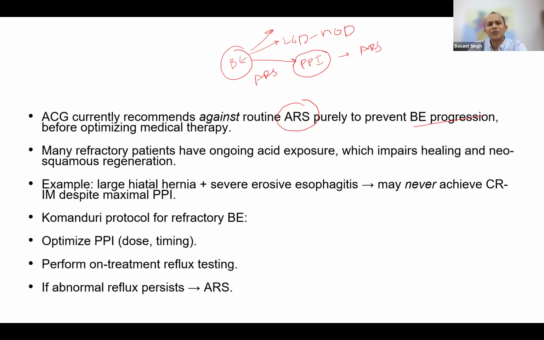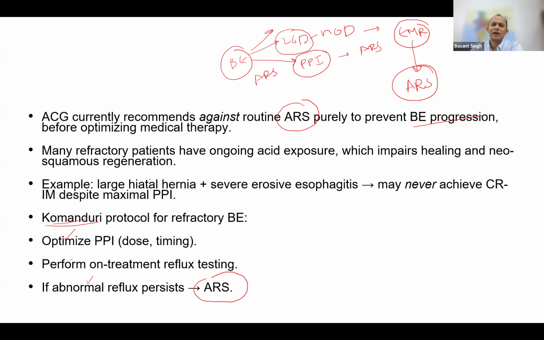Once you have a dysplasia in Barrett's, low grade or high grade, you do an EMR. You do endoscopic eradication. That is the first line of treatment. Even after EMR, if the patient is not responding, do anti-reflux surgery. They have also described a protocol: first optimize PPI, perform on-treatment reflux testing. If abnormal reflux persists, then do anti-reflux surgery.